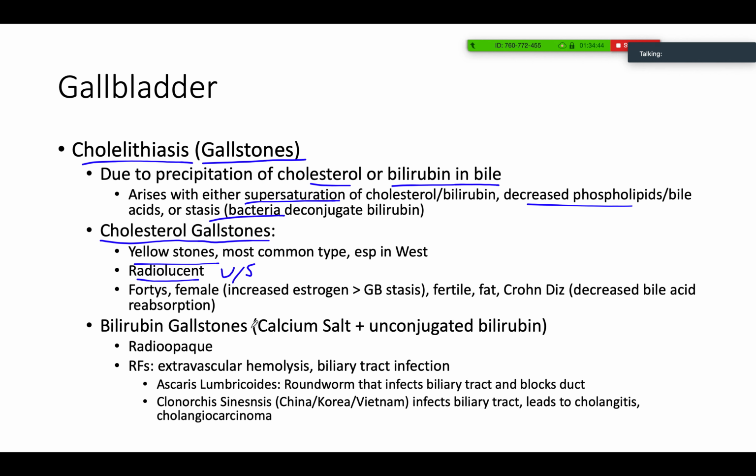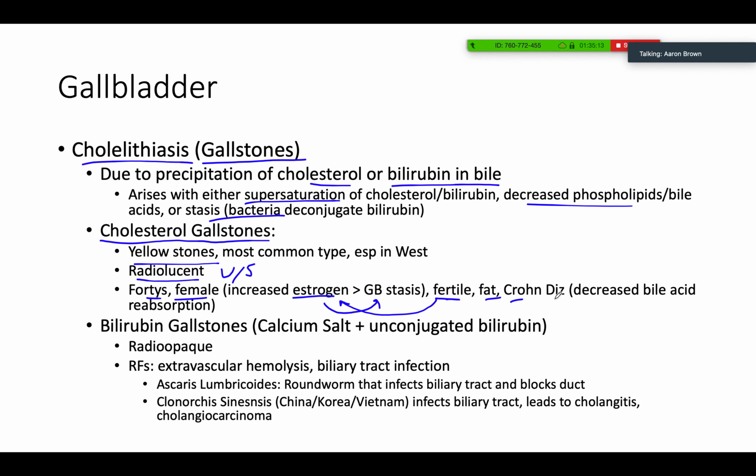The classic mnemonic for remembering who gets these stones is a 40s female, due to the elevated estrogen. Estrogen actually causes your gallbladder to stop contracting, so it's not going to be ejecting what's inside. Everything in the gallbladder is going to start coalescing and forming stones. 40s, female, fertile, giving you that estrogen as well.